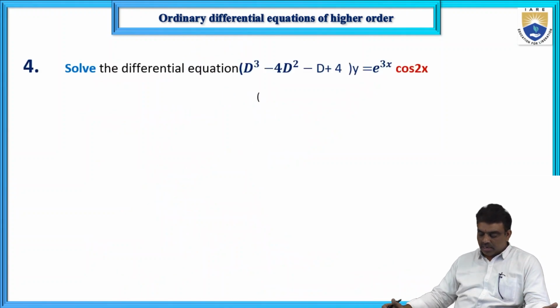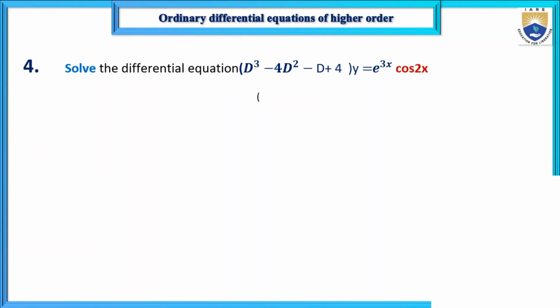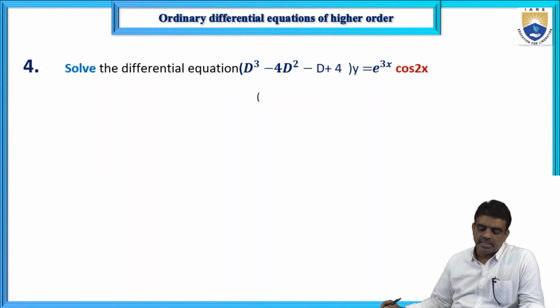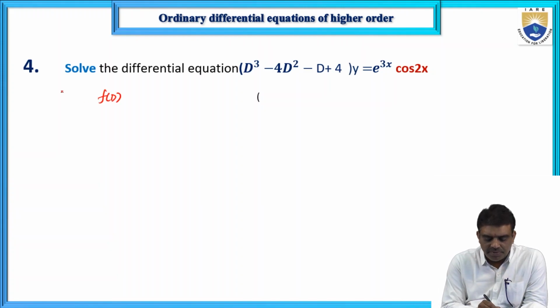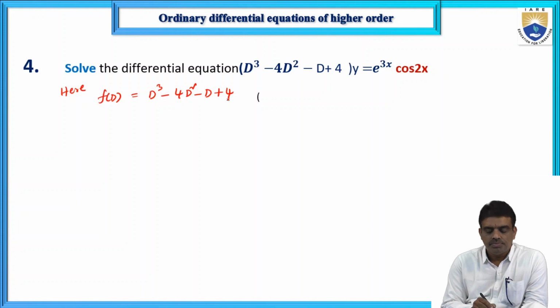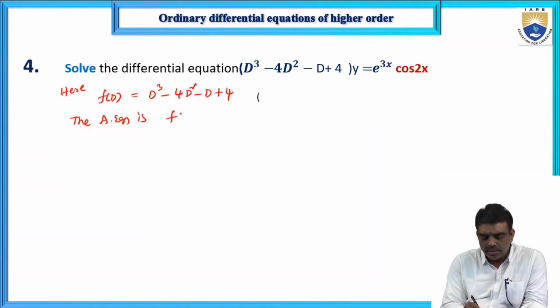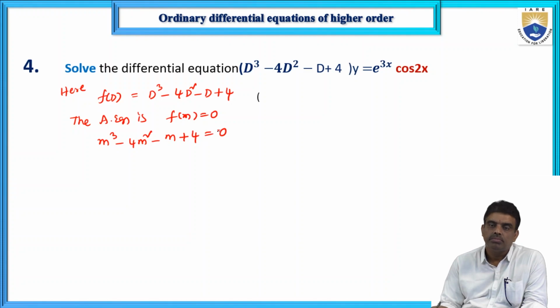So similarly, there is another problem, D cube minus 4D square minus D plus 4 of y is equal to e power 3x cos 2x. So here f of D, what is f of D? D cube minus 4D square minus D plus 4. What is the auxiliary equation? The auxiliary equation is f of m is equal to 0, that is m cube minus 4m square minus m plus 4 is equal to 0.